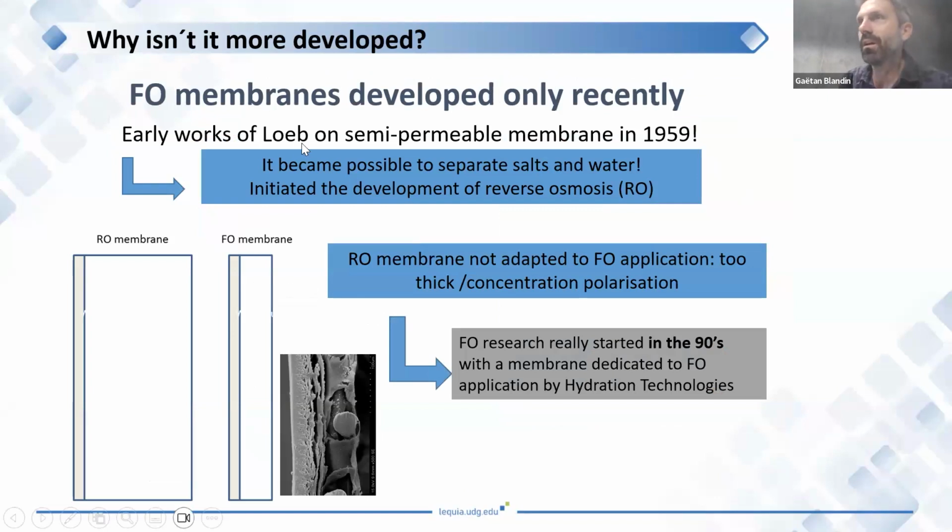And thanks to the works of Loeb and Sourirajan, they managed to make some membrane that made it possible to separate salt from water. And basically, they also thought of making use of the osmotic pressure, but they didn't get good results. But it led to the development of reverse osmosis, which has had a huge success nowadays.